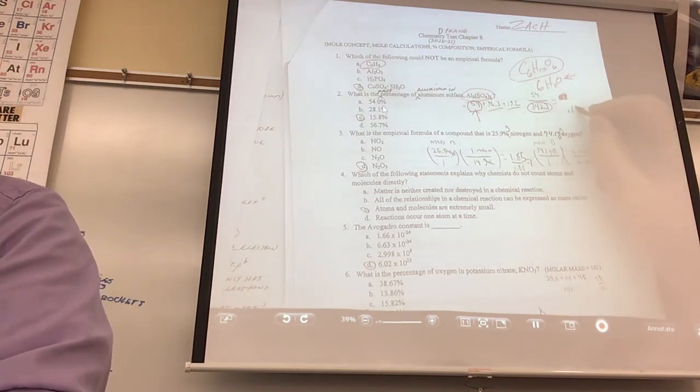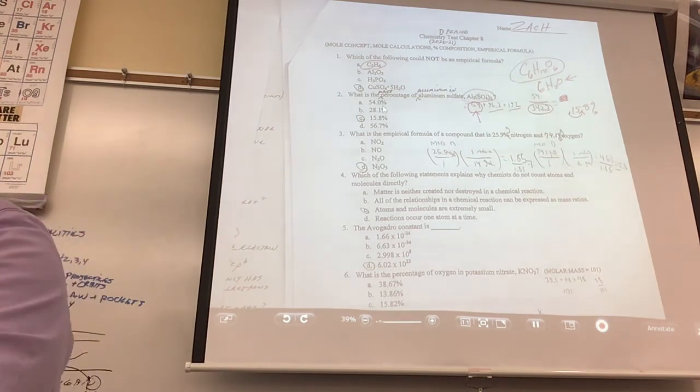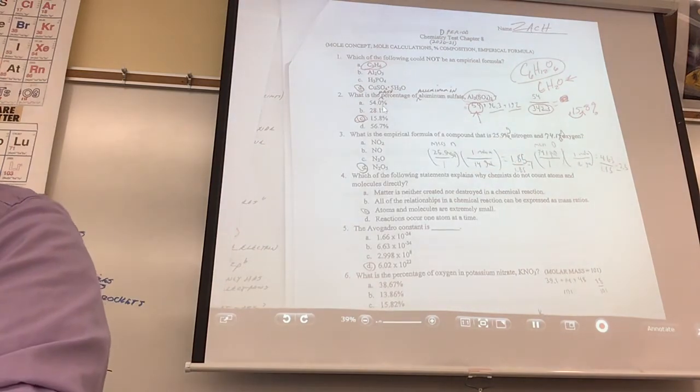Point 15.8. 15.8. And remember that 0.158 is the same as what? 15.8%. Is that correct? So that's why you got that right. What do you think about that?